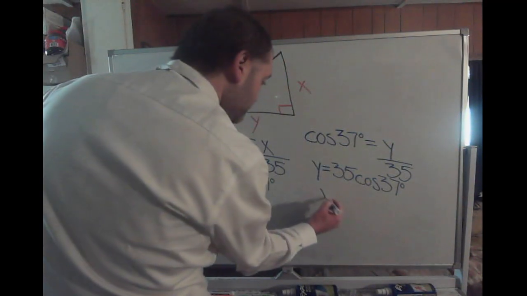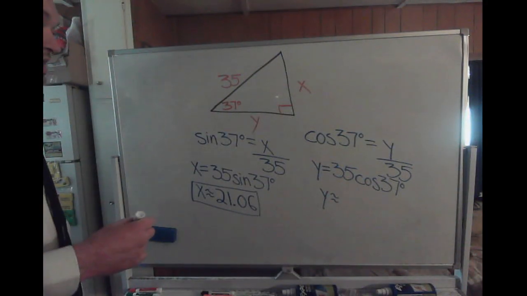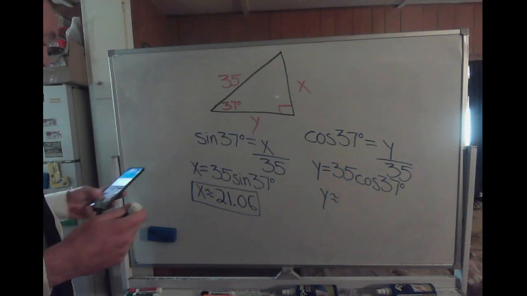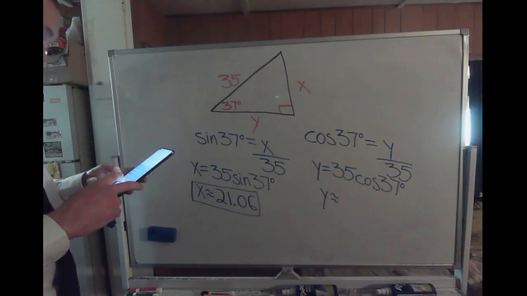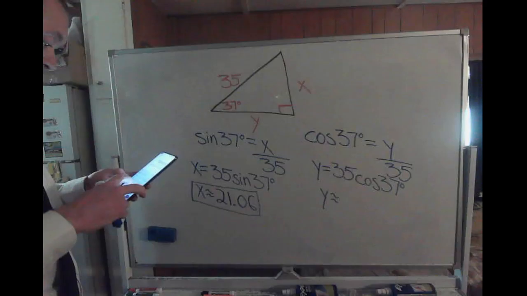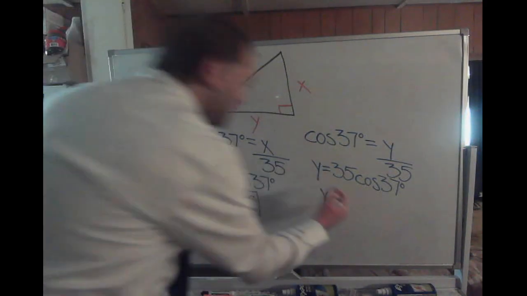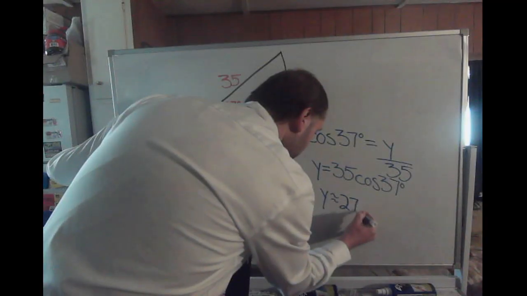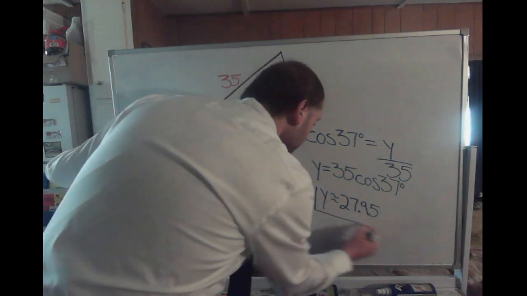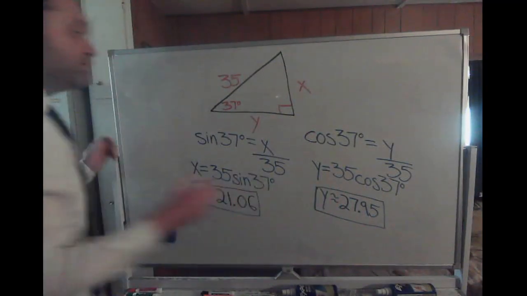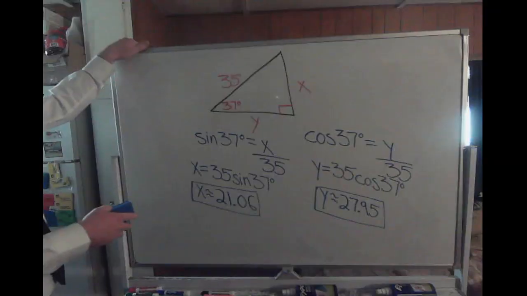And then we'll do a 2 decimal place approximation for this. And then again, make sure your calculator's in degree mode, not in radians. So we'll take 35 times the cosine of 37 degrees, which would give you about 27.95. So y has a value of approximately 27.95. And that's how you would solve for these missing values.